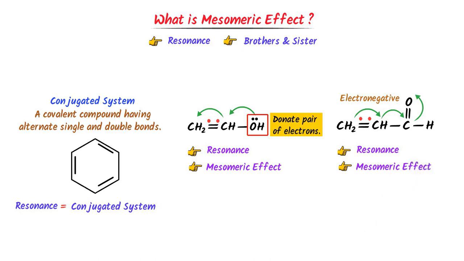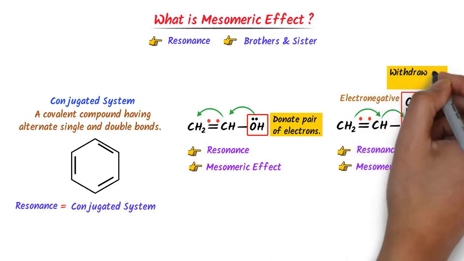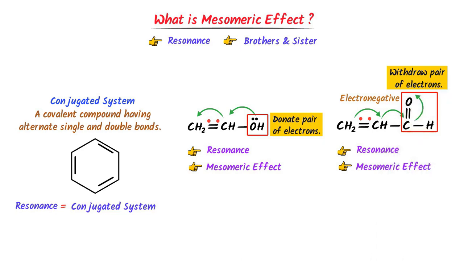Now listen carefully. This aldehyde group withdraws electrons from the conjugated system through resonance. Let me repeat it. This aldehyde group withdraws electrons from the conjugated system through resonance. In this compound, resonance occurs as well as mesomeric effect.